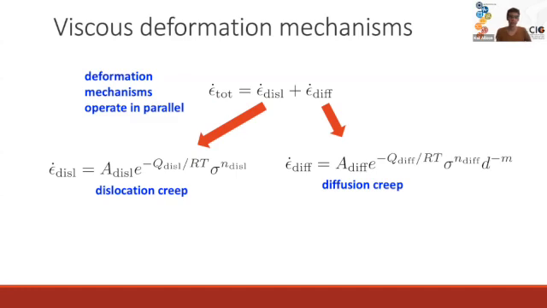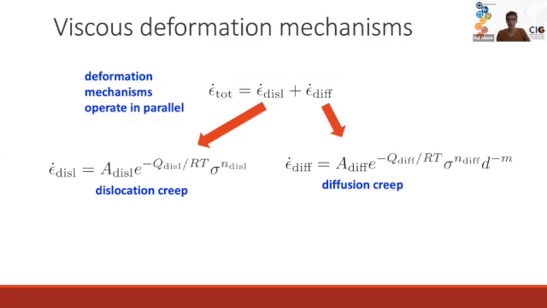Dislocation creep is a nonlinear function of stress with a stress exponent of about 3. Diffusion creep has a stress exponent of 1, and it's grain size dependent. The D there is the grain size, with that exponent being around 3. The other parameters shown here, the prefactor A and the activation energy Q, depend upon the composition.